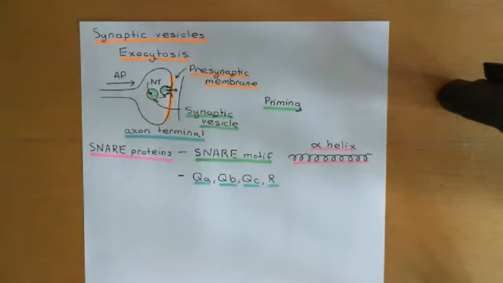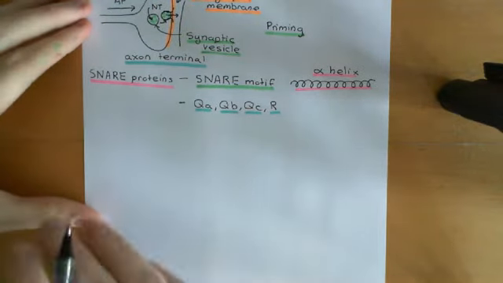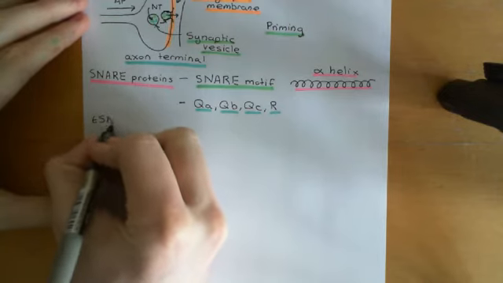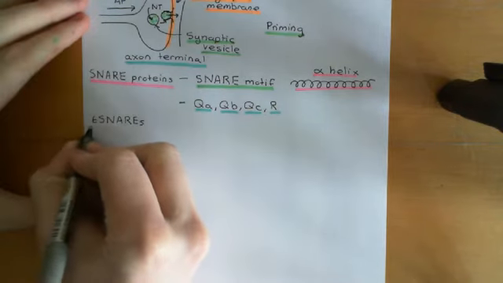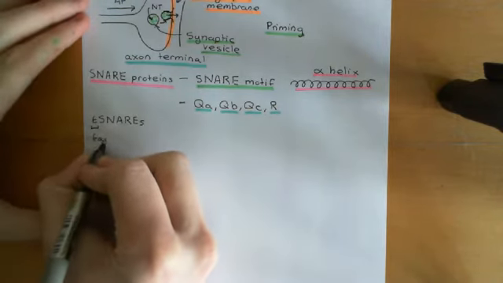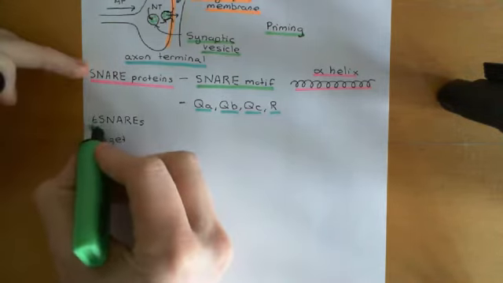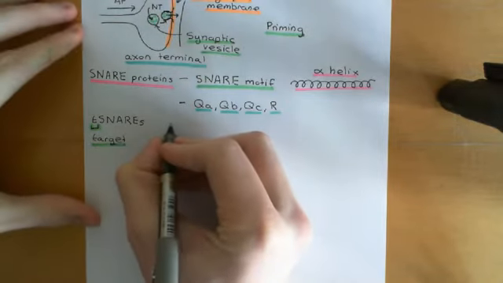So let's now actually talk about the snare proteins that are involved in this process. You can divide the snare proteins involved in this process up into 2 different classes, and the division is very simple. There are the T snares, and the T snares are the ones in the plasma membrane, and the T here stands for target. So the snare proteins that are in the plasma membrane and are involved in this joining between the plasma membrane and the vesicular membrane are called the target snares, or the T snares.